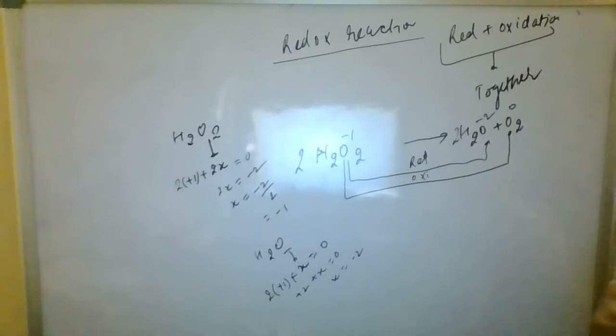Both things are happening: the oxidation number is increasing and the oxidation number is decreasing. That is why this is an example of a redox reaction.